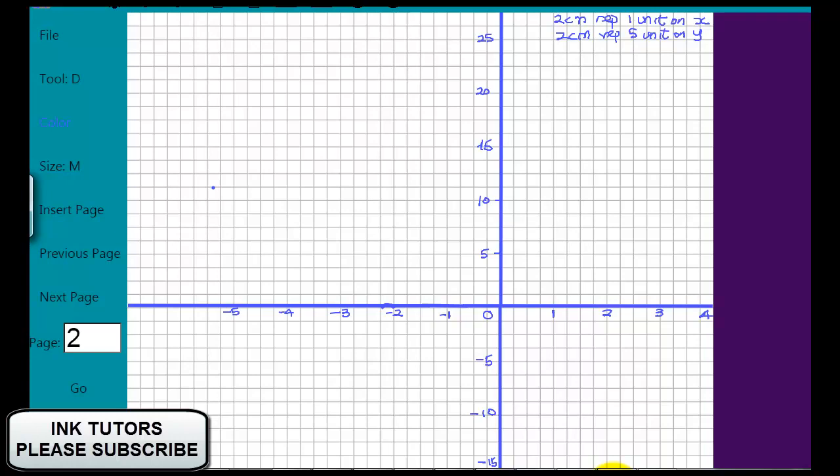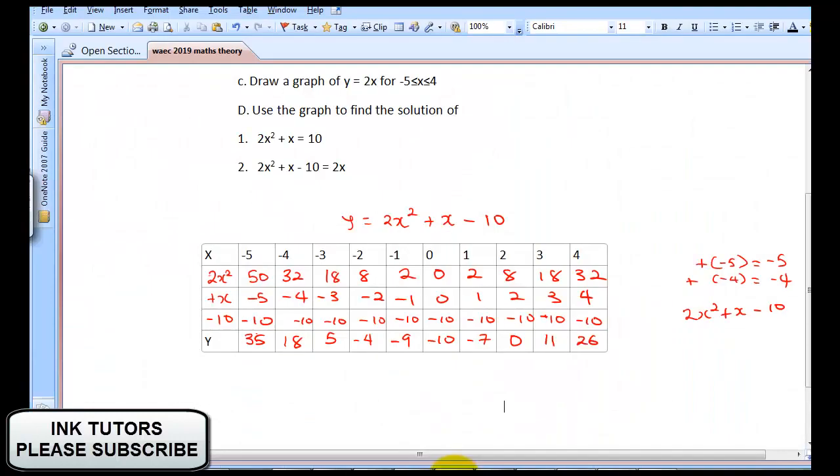Now, we are going to check the tables. So let's see. Now, it says when x is minus 5, y is 35. So that means we'll go back to our graph.